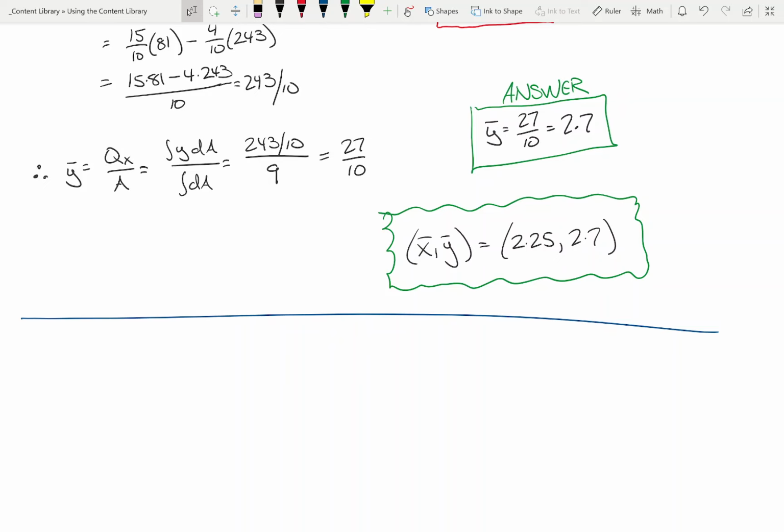Here's a random question just to see what everybody thinks about this. Does the centroid of a shape have to be on the shape? Do you think that that's the case? I'm thinking of Homer Simpson and donuts. Where's the centroid of a donut? In the hole, right? Not necessarily, right? The centroid doesn't have to be on the shape. Just something to think about.